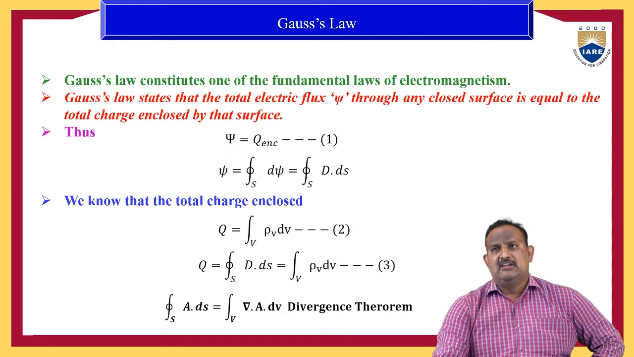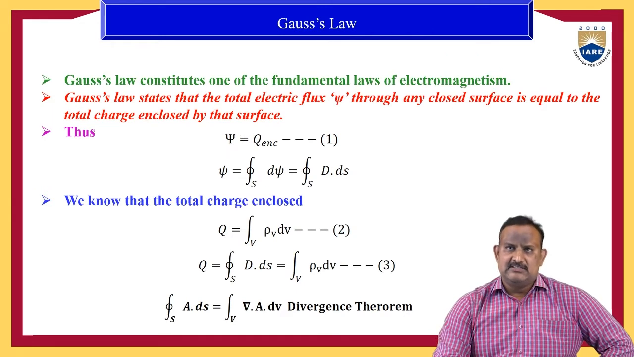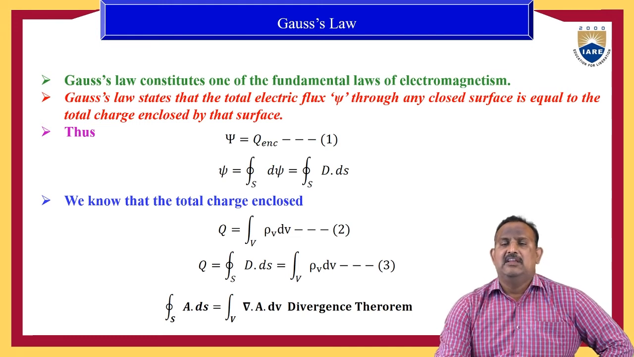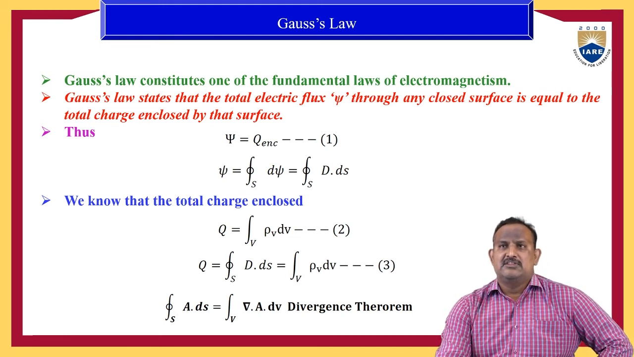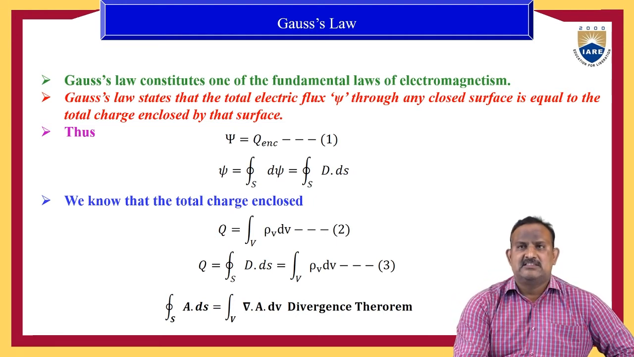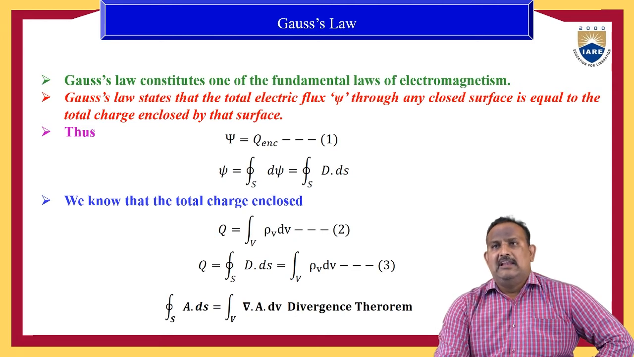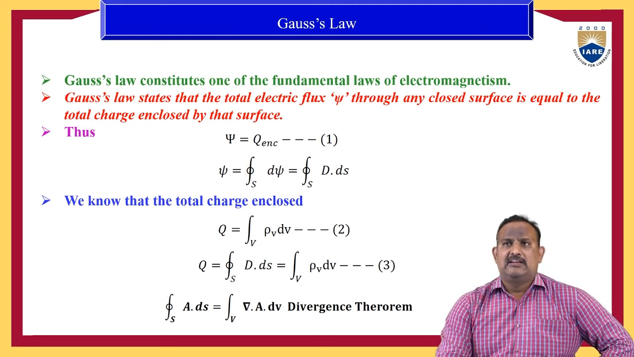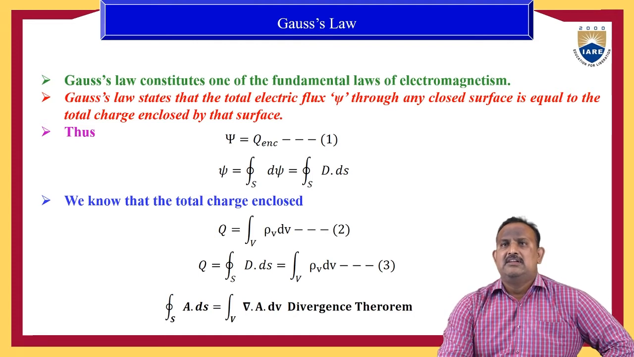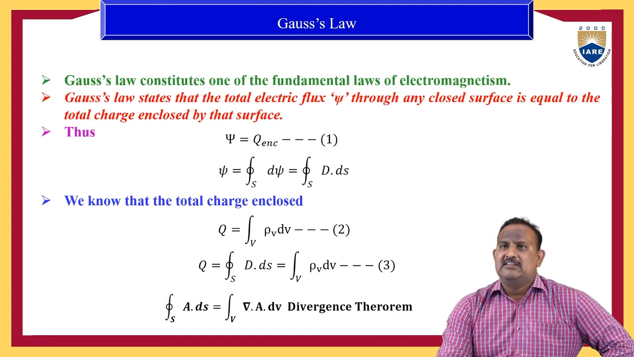Now we will discuss Gauss law. So what is Gauss law? Gauss law is one of the basic laws in electrostatics, which constitutes the fundamental laws of electromagnetism. Gauss law states that the total electric flux psi through any closed surface is equal to the total charge enclosed by that surface.